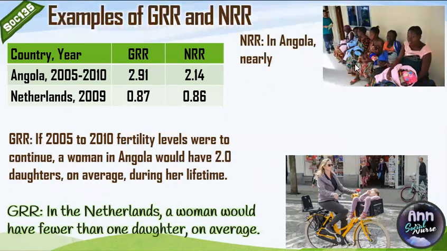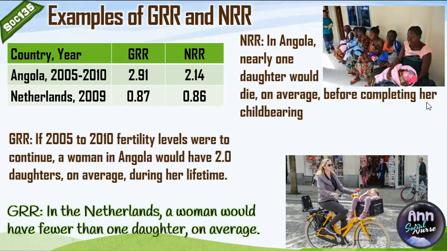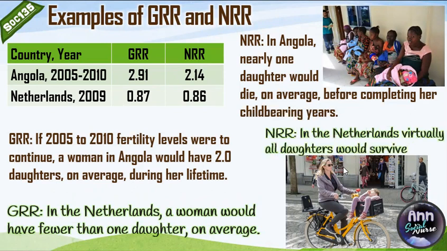The NRR in Angola means that nearly 1 daughter would die on average before completing her childbearing years. And in the Netherlands, virtually all daughters would survive. Look at this, 0.87, then 0.86, and this one, that's why it's nearly 1 daughter because of this.